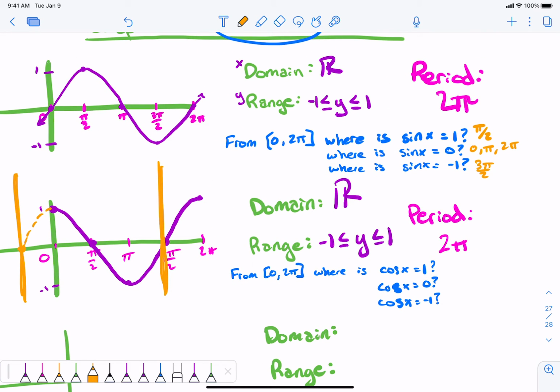Where does cosine touch 1? At 0. It's up here, right? Okay, so it's touching there at 0. Where is it touching 0? Pi over 2 and 3 pi over 2.